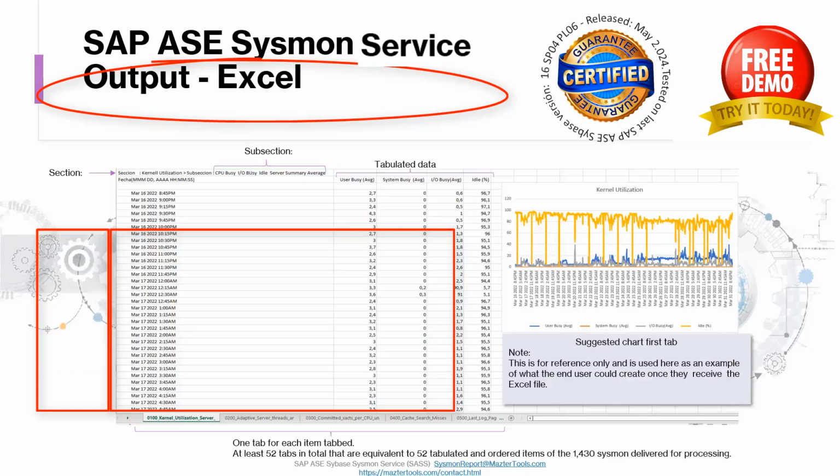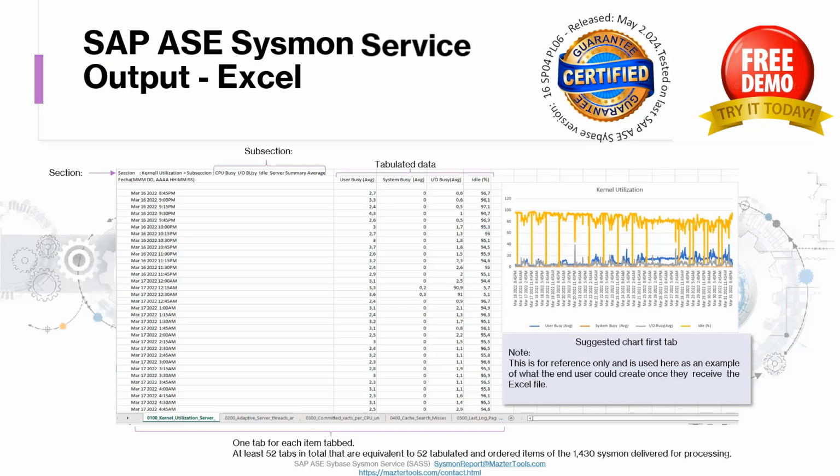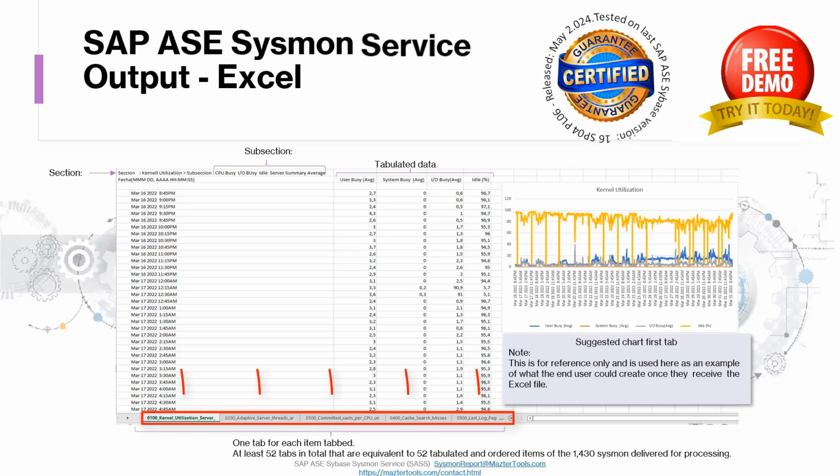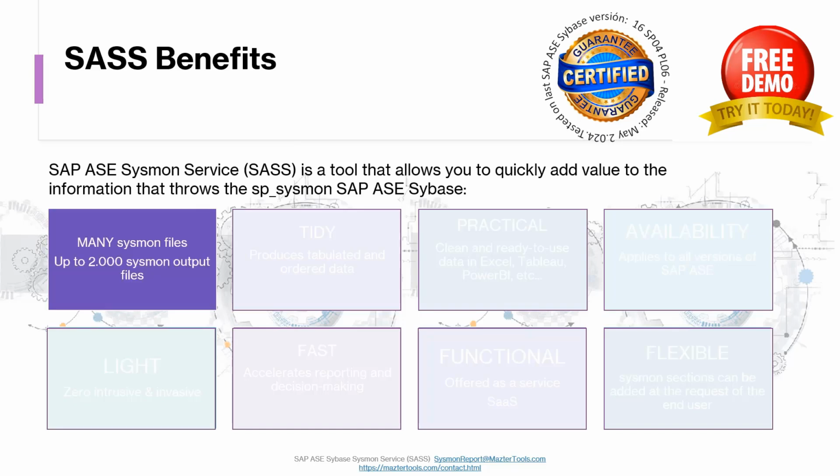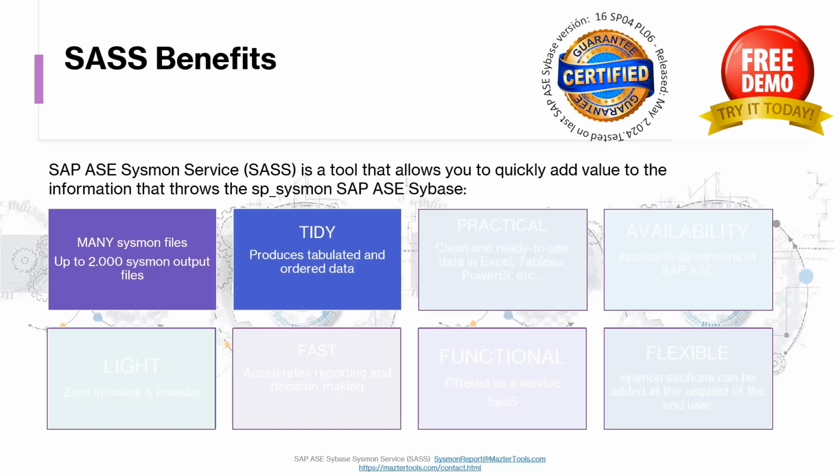To make flat files even more versatile and practical, we have added an Excel file that contains 52 tabs. Each tab contains a flat file clean, tabbed and ready to use. Some of the benefits of using SAS are: many Sysmon files can be processed in a very short time. Tidy, clean, tabulated and ordered information is provided.